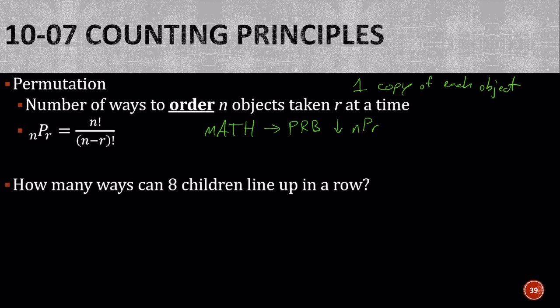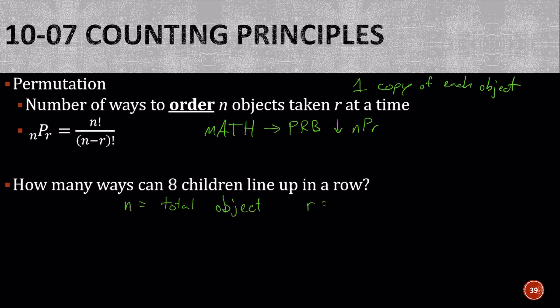So how many ways can 8 children line up in a row? Now for children lining up in a row, the order is important, because it's important who's first and who's last. All right, so n is the number of objects. So n is the total objects.